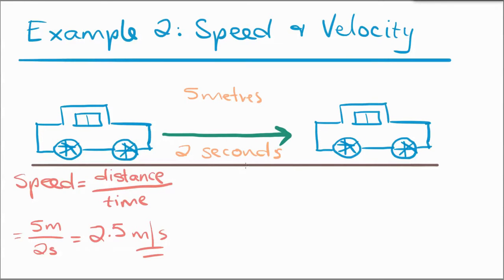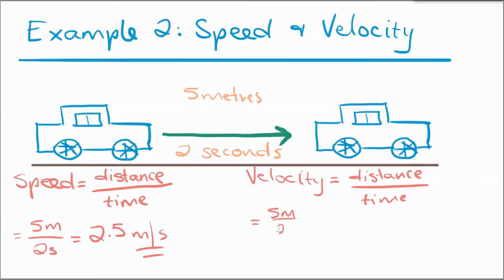So that's our speed. When we look at velocity, hopefully you'll start to notice that this is pretty much the same equation. So again, we've got the change in distance divided by the change in time. So again, we work that out and it equals 5 meters over 2 seconds, which gives us 2.5 meters per second. But we've moved from the left and we've moved 5 meters to the right.